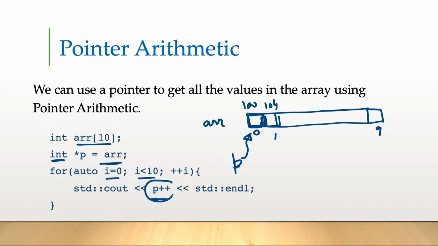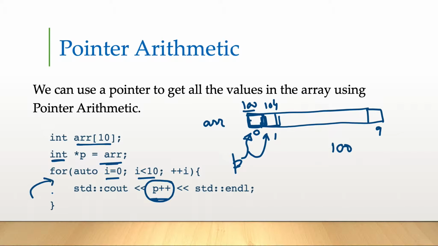Any operation, any arithmetic operation that we do on the pointer, we call it pointer arithmetic. So here we are incrementing this pointer by 1. So it will automatically advance by 4 bytes, because it knows that it is an integer and it would occupy 4 bytes in the memory if it started from 100. So first it will print 100 and then it will advance to 104.